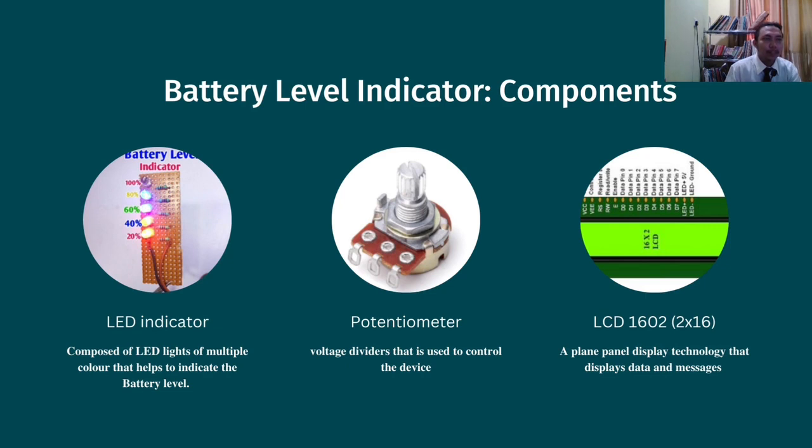The next section of mechatronics will be the battery level indicator. Firstly, I want to introduce the components that will be used for this unit. Firstly, the LED indicator, which is composed of LED lights of multiple colors. It is arranged in such a way that it helps to indicate the battery level. Next is the potentiometer. The potentiometer will control the voltage that is running to the device for voltage regulation. And lastly, the LCD panel. This panel will display the voltage that is running throughout the system.